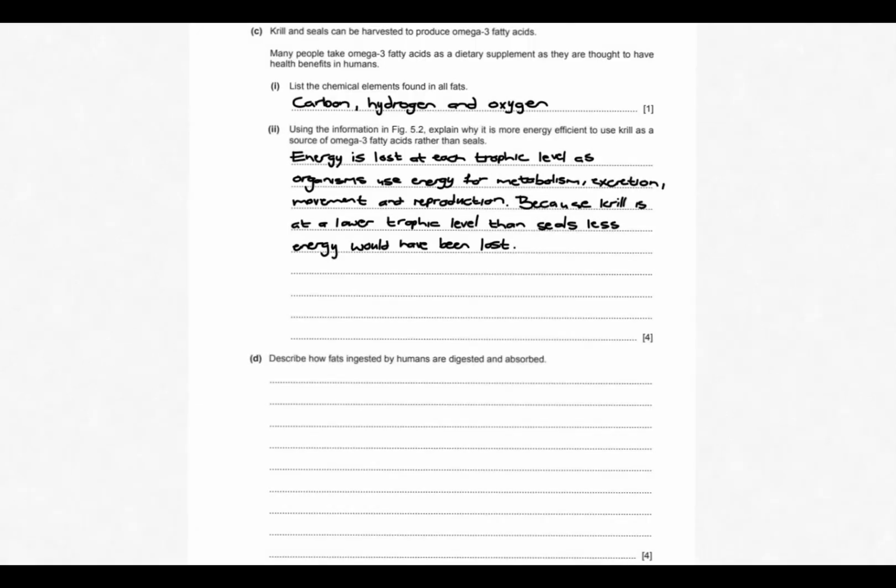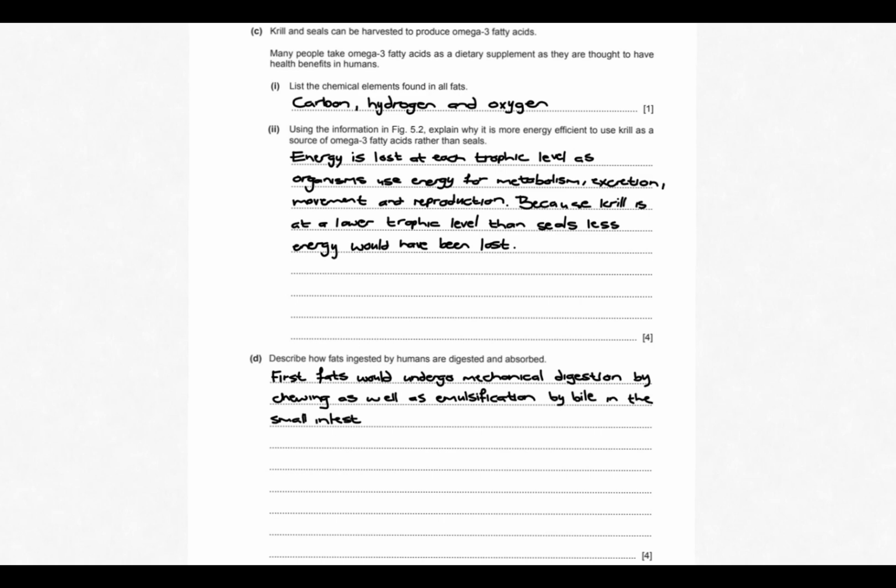Okay, let's have a look at the question again. They ask us to describe how fats ingested by humans are digested and absorbed. Now, firstly, fats would undergo mechanical digestion by chewing as well as emulsification by bile in the small intestine. This will increase the surface area of fats for chemical digestion.